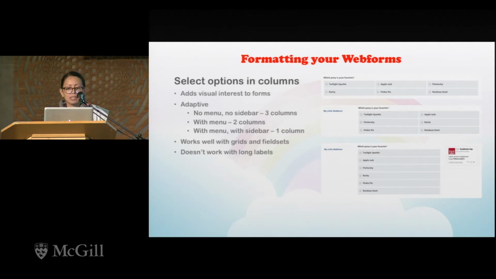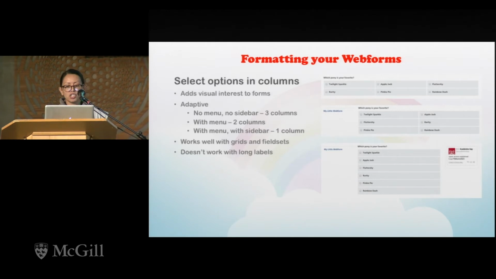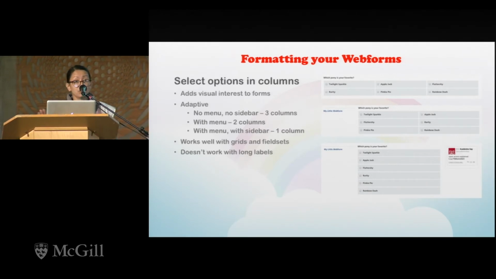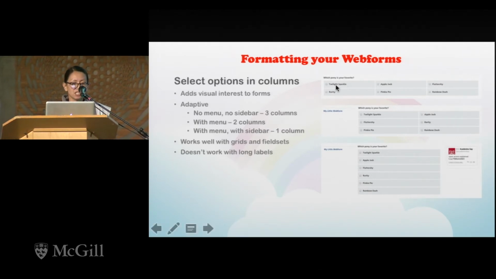And you don't even need to think about it because it's adaptive, which means that the number of columns changes depending on whether you have menus or sidebars or not. So the first example here at the top, you're getting 3 columns because there's no other elements on the page, and then followed by an example, 2 columns, because you have a vertical menu on the side, and then finally an example of a 1-column set of select options because you have both the vertical menu and the sidebar block. So it works really well.